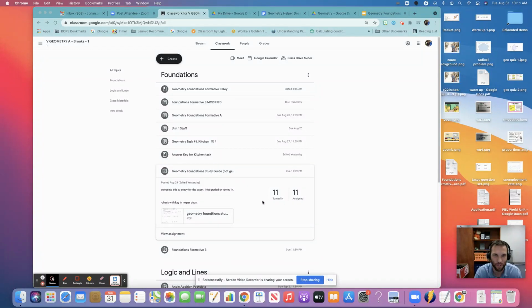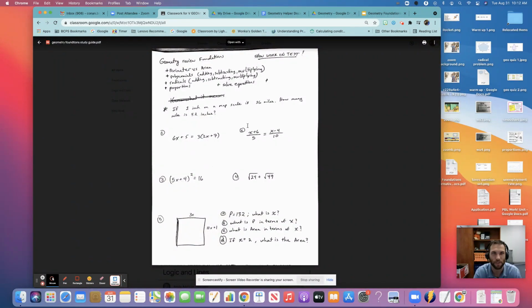Hey everybody, Mr. Brooks here, and I'm going to go over the review for the study guide for the test for Foundations Unit 1 Geometry. So I'm going to open up this, and it looks like this. And this is actually last year's, so there's just ever so slight changes, I think.